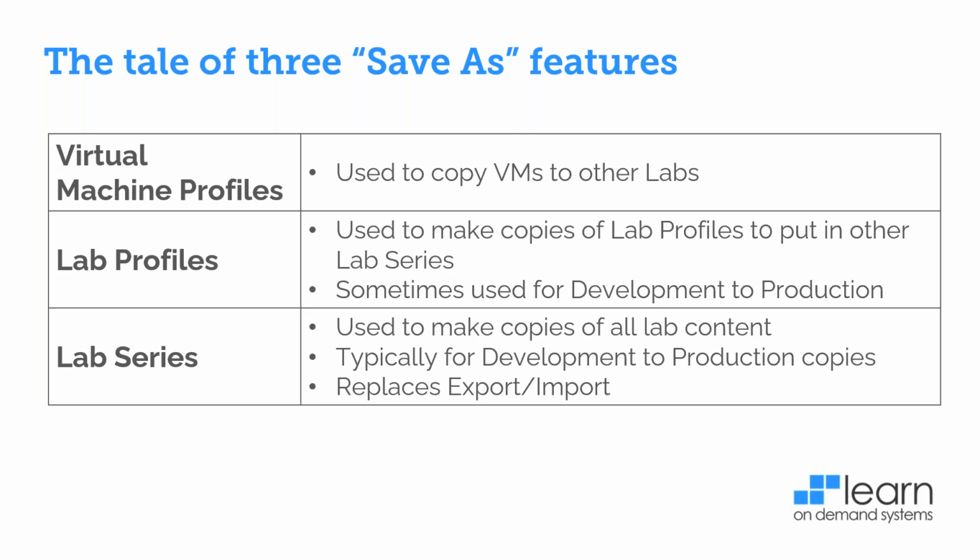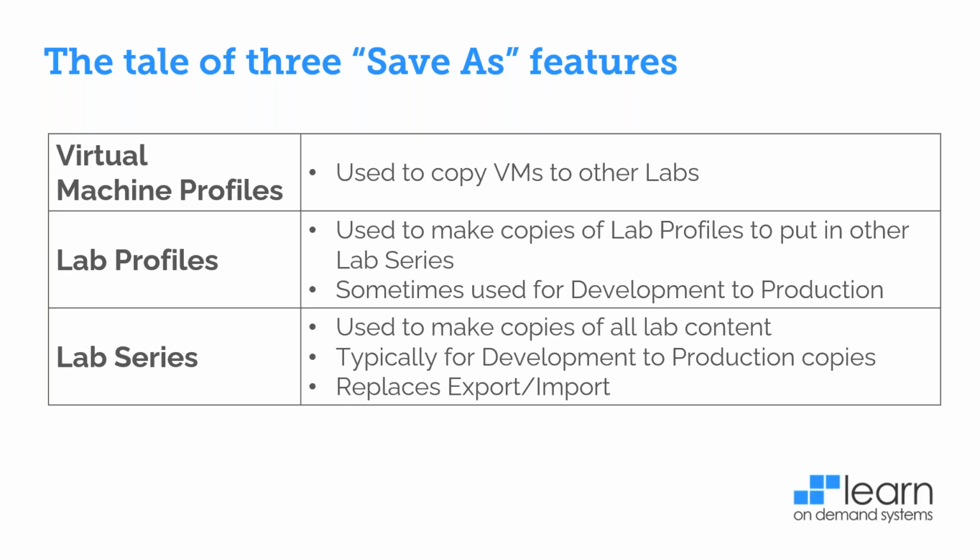We are going to talk about three different Save As features. We're going to talk about virtual machine profile Save As, which allows you to save VMs or virtual machines to be used by other labs. Now, that might be other lab profiles, or it might be a backup, if you will, just so that you can go back to it, a point in time copy.